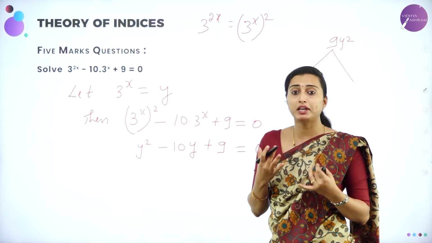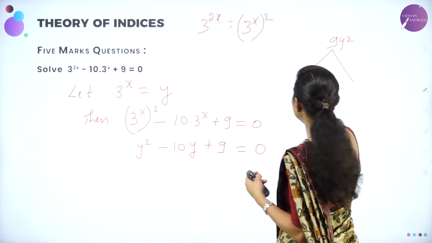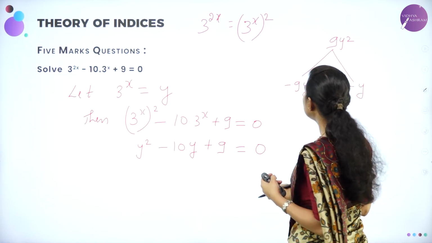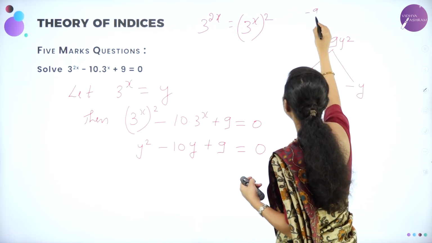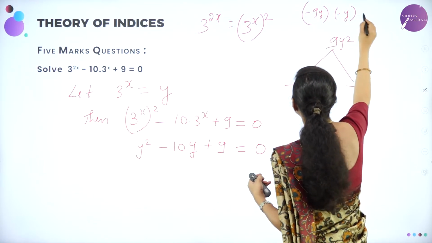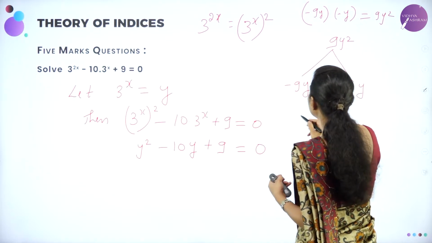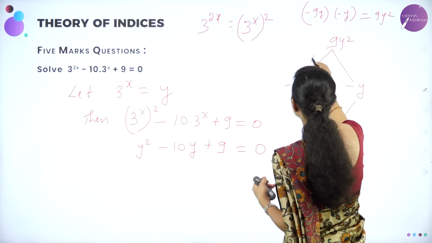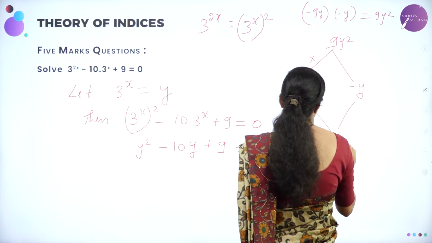But I want minus 10. So I should get minus 9 minus y. Correct? So here I am going to have minus 9y minus y. So if I multiply minus 9y into minus y, what is that? Minus into minus is plus. 9 into y is 9y squared. This is multiplication. If I add this, minus 9y minus y is minus 10y.